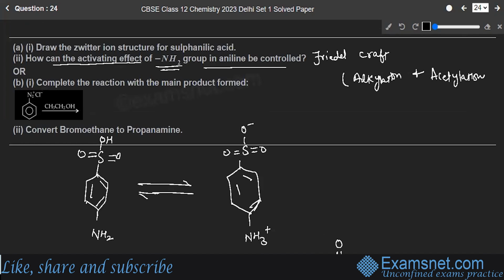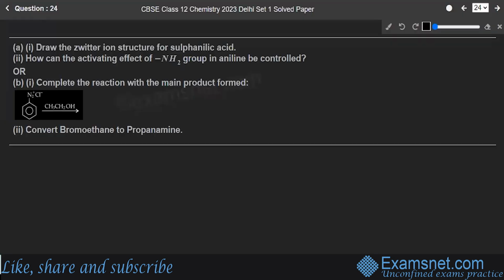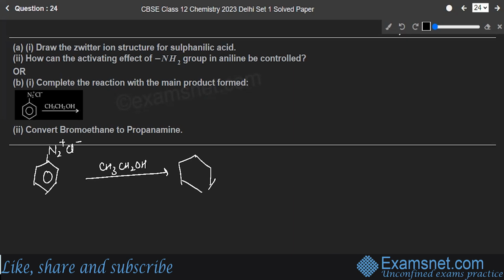Now let's move to the B part, because this question was in choice. Now let's move with the second option that you can carry out. So here's the first one. You have to complete the required reaction. The main product formed will be: this is your N2+Cl-, with CH3CH2OH. Benzene will be formed along with ethanol and this. So this is the complete reaction.